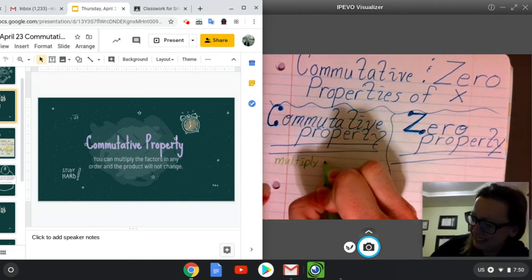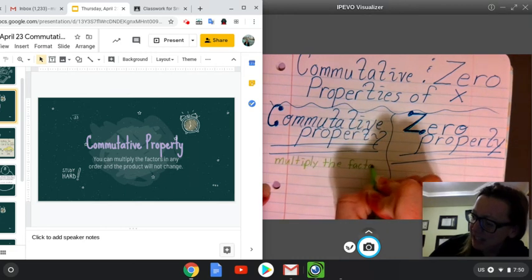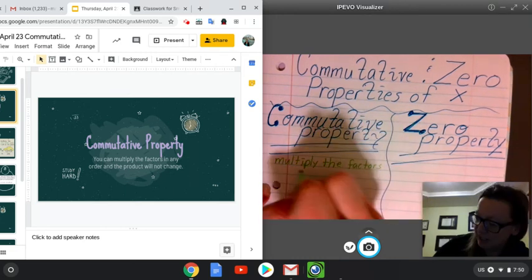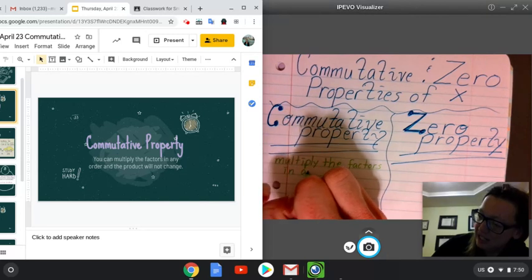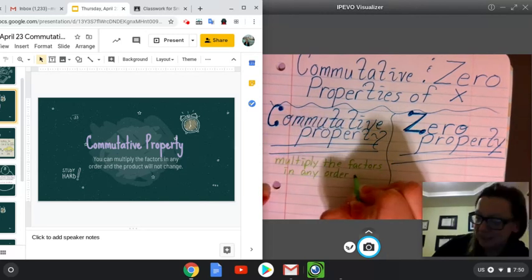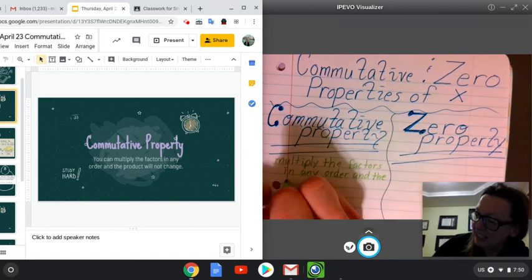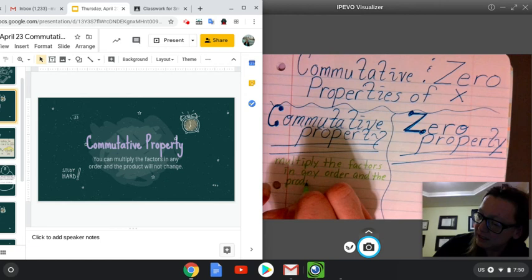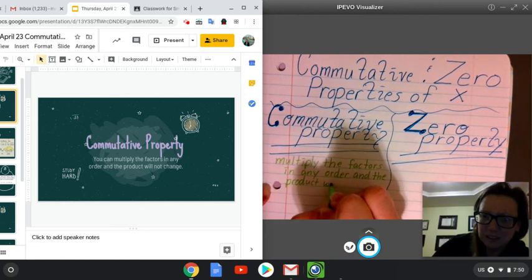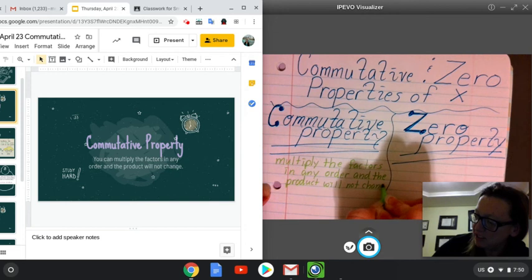Multiply the factors in any order, and the product will not change.